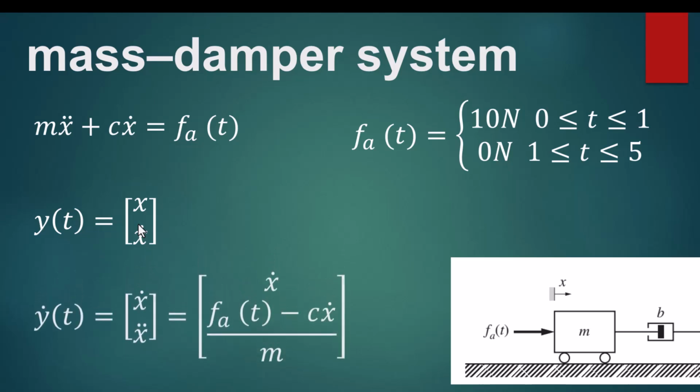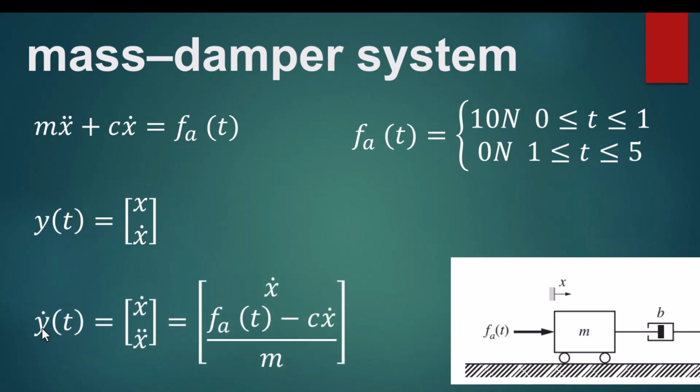And I have to define y dot as a function of these two variables. So y dot is x dot and x double dot. So I have to write these two variables, x dot and x double dot, using only my state variables, x and x dot. So x dot is already one of the state variables, so I do not have to change it at all. But how about x double dot?